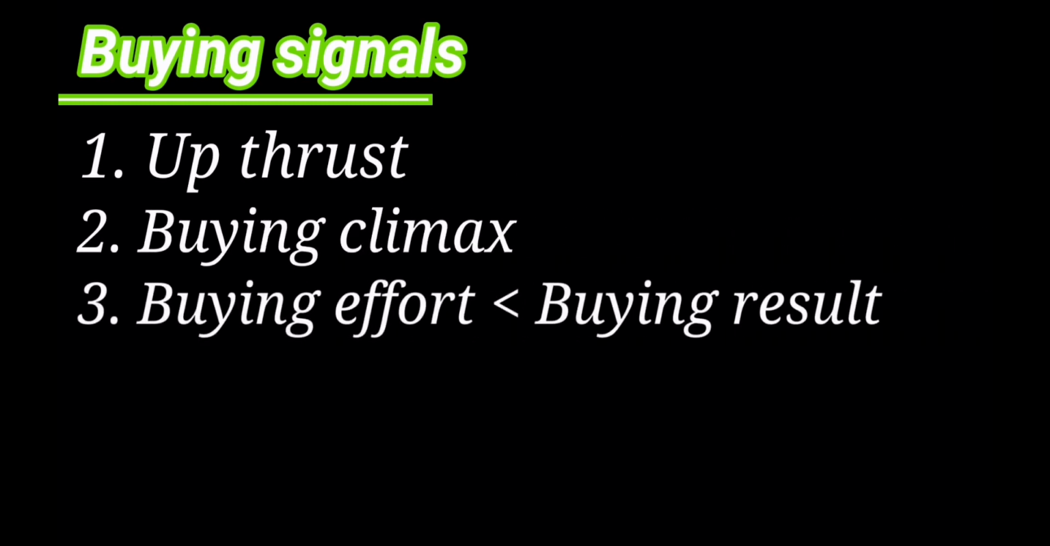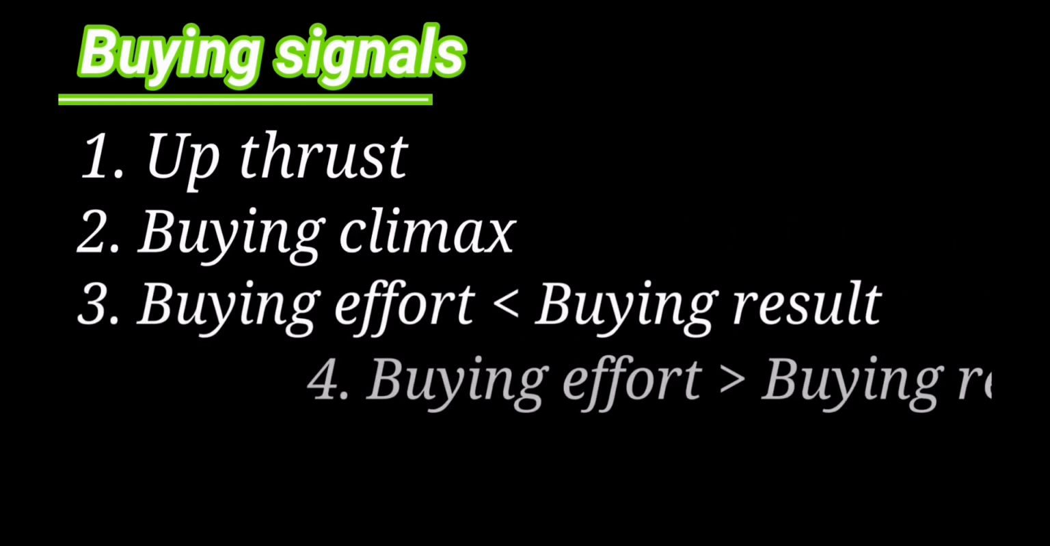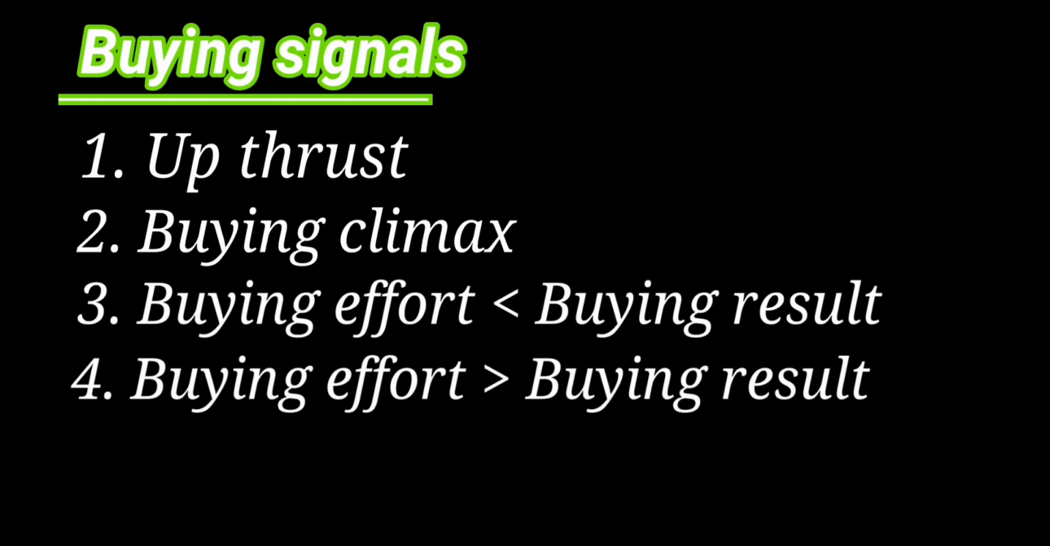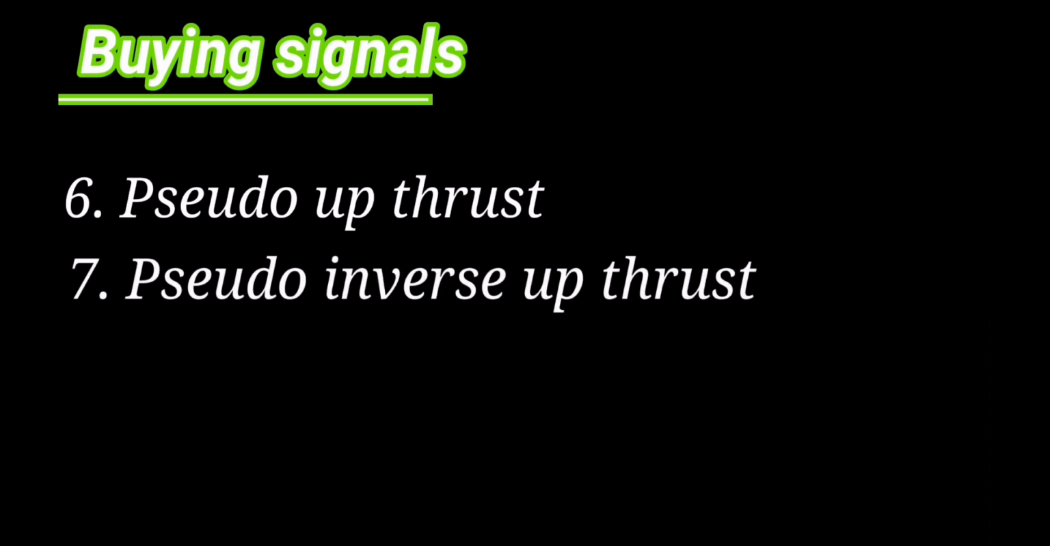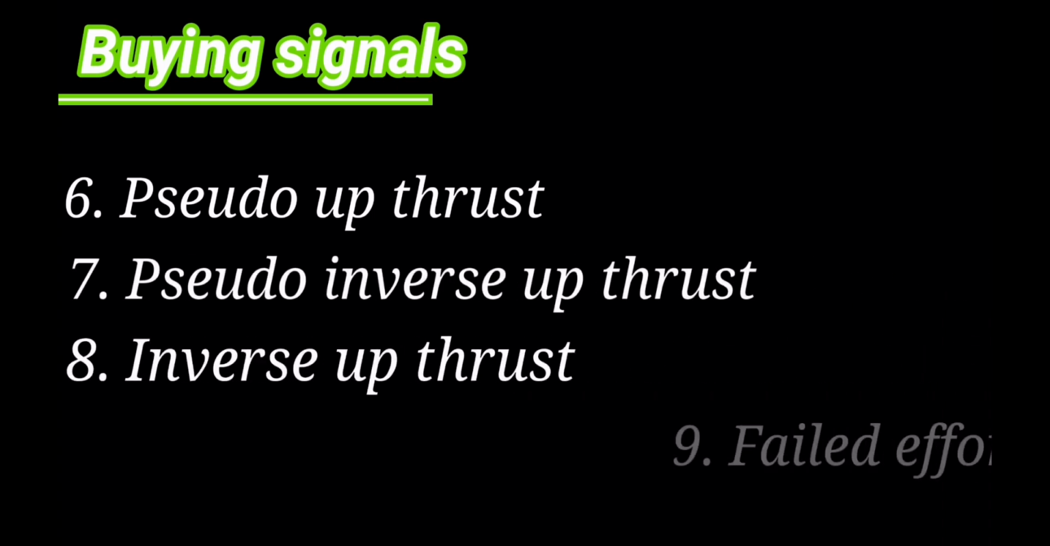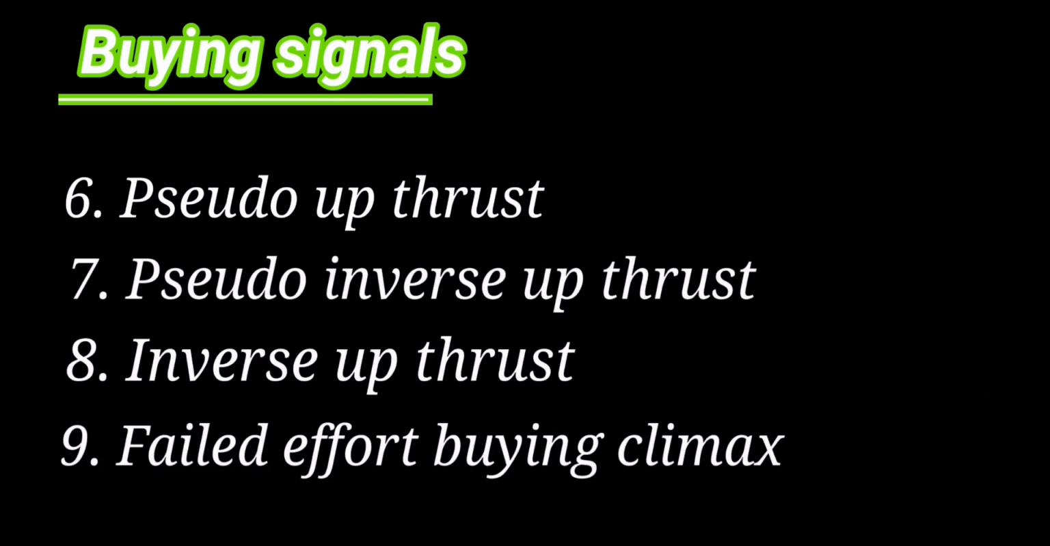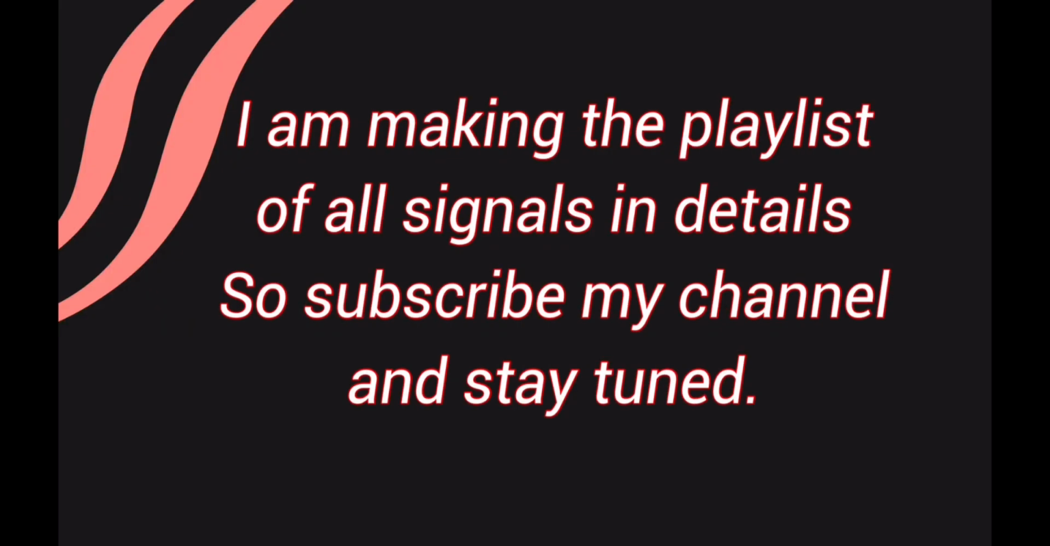Different types of buying signals. Up thrust. Buying climax. Buying effort less than buying result. Buying effort greater than buying result. No demand bar. Pseudo up thrust. Pseudo inverse up thrust. Inverse up thrust. Failed effort buying climax.